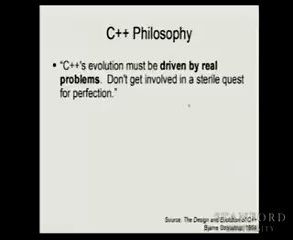The first one: C++'s evolution should be driven by real problems, and you don't want to get down in a quest for perfection. Basically, this language is designed to solve real problems that real programmers like you are going to run into, and not necessarily the best way. It tries to do a good job. It's not intended to be perfect. There are some sloppy edges, but it works.